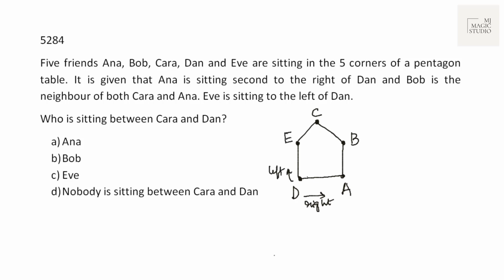We assume here that all of them are facing towards the center because no information regarding that is given, and none of the options is cannot be determined. So it's been assumed that they are looking at the center, which is the basic assumption. Who is sitting between Kara and Dan? Between Kara and Dan is Eve. Option B.